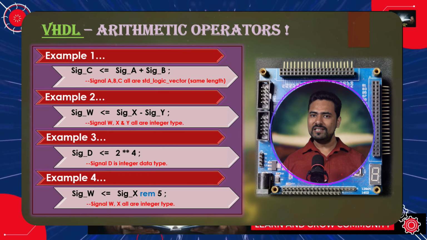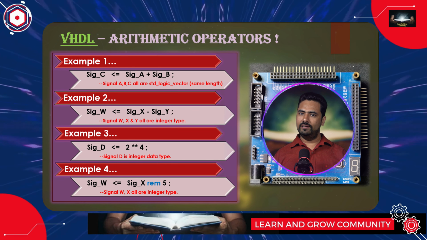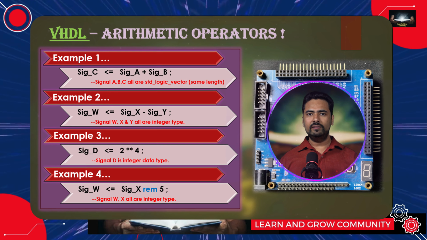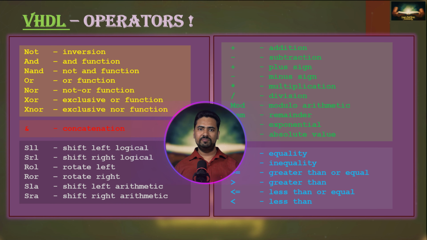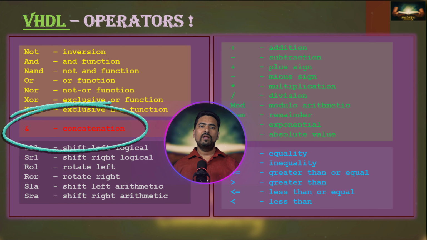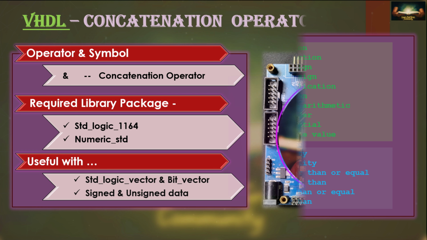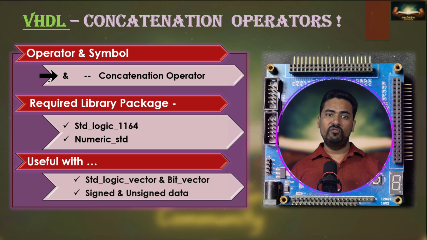Hi, in the last session, we talked about the VHDL arithmetic operators and we learned how to use them in VHDL. Now in this session, we will understand the concatenation operator and we will see how this is important for vector and array data types. So let's start. First, we will see its symbol in VHDL.